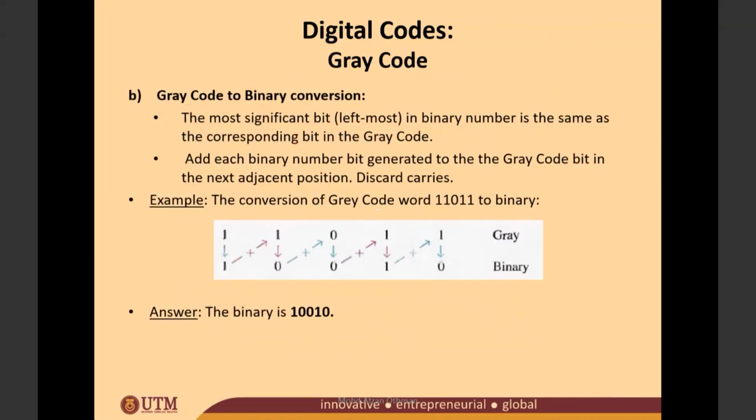Okay, maksudnya kat sini, sama juga, kamu cari dahulu MSB, and lepas tu nak buat apa? Copy semula this MSB. Okay, and then next, add each binary number bit generated to the gray code bit in the next adjacent position. Okay, discard carries. Okay, sebelum ni kita tambah yang sebelah ni kan. Sekarang ni yang sini kamu kena tambah dengan yang atas. Okay, yang binary number yang kamu dapat ni kamu kena tambah dengan gray code dekat atas ni. Okay, and then dia akan produce yang ni lah. Contoh, kita tengok contoh. Okay, kamu ada 11011.